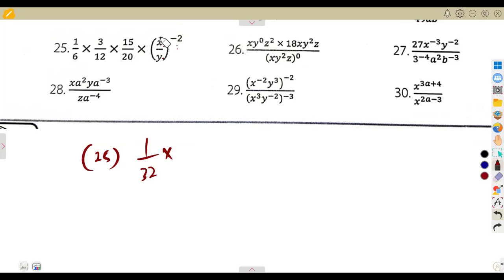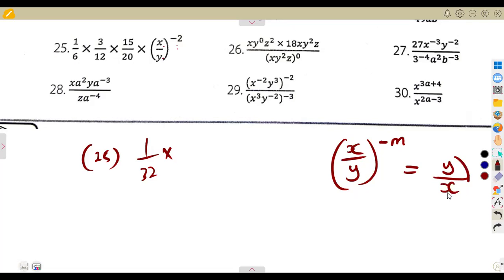We can avoid it by interchanging. Whenever you have a negative like this and there's a fraction, x over y like this to the exponent of negative m, I want you to note this. You interchange inside the fraction, inside the bracket. So this will be y over x. The moment you interchange, this sign changes to be a positive.